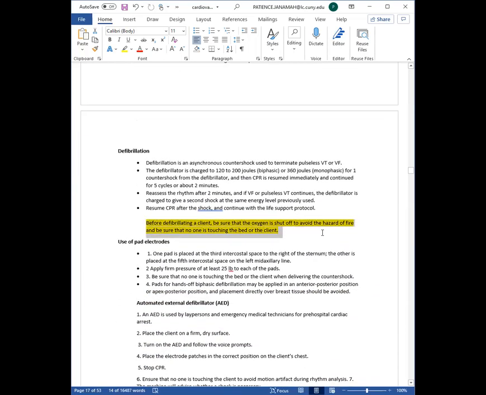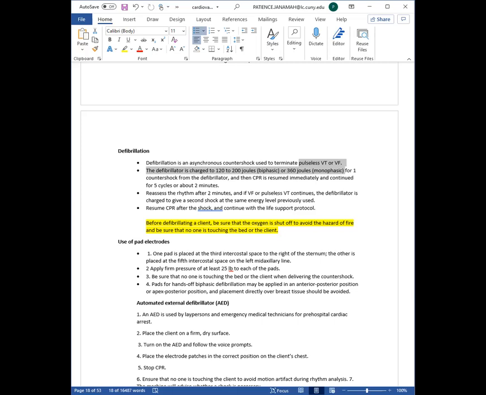So take note of defibrillation. I think I mentioned this one before. When you are going to defibrillate, you are going to charge to 120 to 200 joules biphasic or 360 joules monophasic. So we have the biphasic and monophasic for one counter shock for the defibrillator. And the CPR is resumed immediately and continued for 5 cycles or 2 minutes, before another shock is given. So this is when you are going to defibrillate a patient.